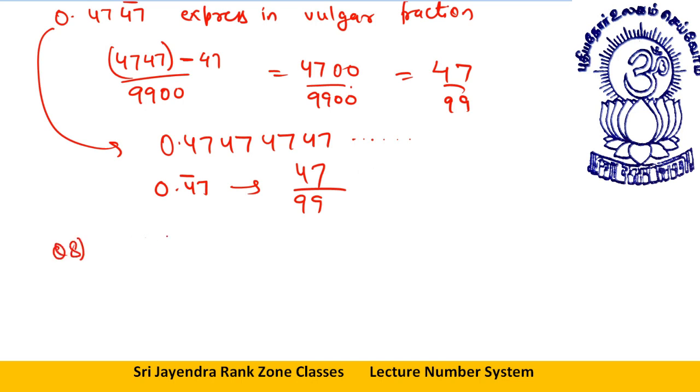Question 8. Next is 1.59 bar in the form of vulgar fraction. So how will we do it? See, we know this is 1 plus 0.59 bar, or 1 plus 59 by 99. This is the main thing. Okay, dear student, this is 1 plus 59 by 99. Now what will I do?